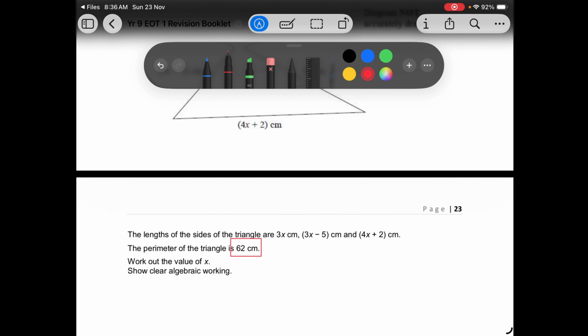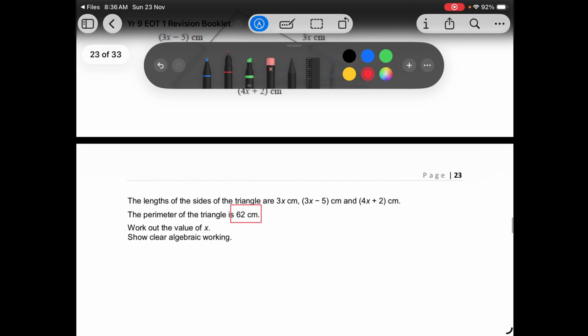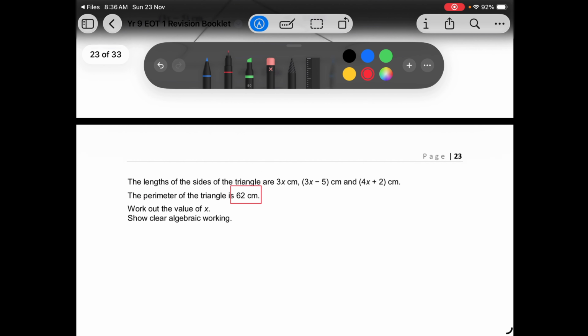Okay guys, the perimeter means to add all the sides together. So if we add these given sides, 3x, plus the other side, plus the third side, with brackets or without brackets, it's fine because this is addition. So you can write simply 3x plus 3x minus 5 plus 4x plus 2, and this equals 62.